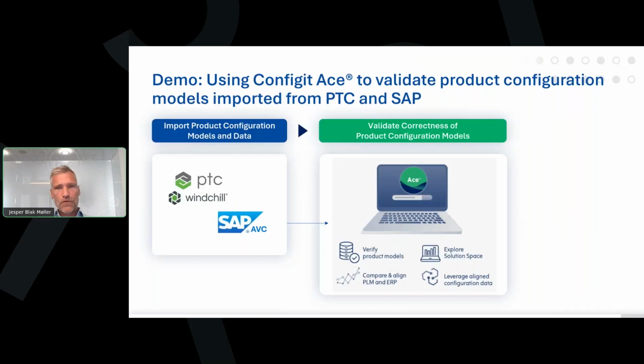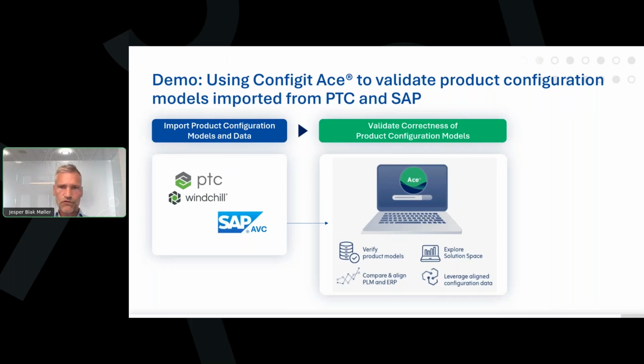I'll now show a demo of how this works in our product, Configit Ace. We're going to look at two different models of the snowmobile. The first model is an engineering model of the snowmobile that we've created in PLC Windchill. And the second model is a manufacturing model of the same snowmobile that we've created in SAP ABC. And I've imported these two models into Ace using our PLC extractor and SAP extractor.